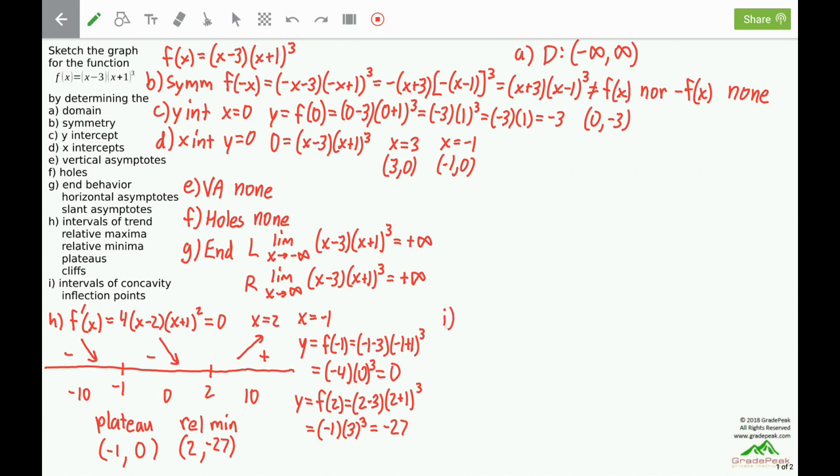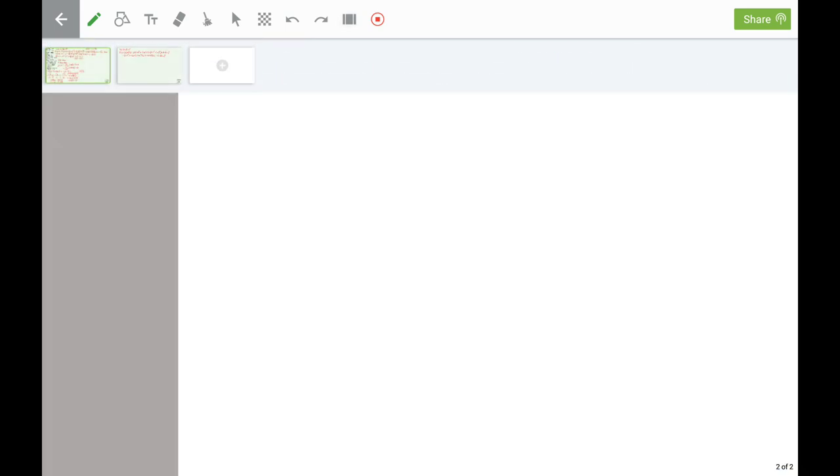For part I, we want to determine the intervals of concavity and any inflection points. All of this requires the second derivative, f double prime of x. We will take this from the first derivative. The first derivative is a product of expressions, so it too will require a product rule. And we can work it out on a separate page here.